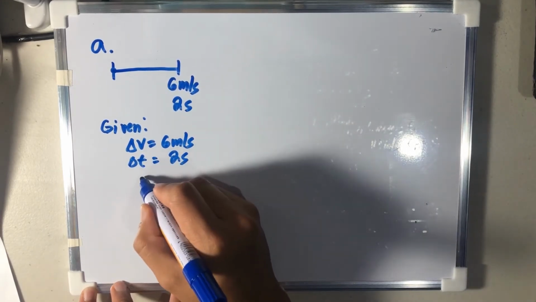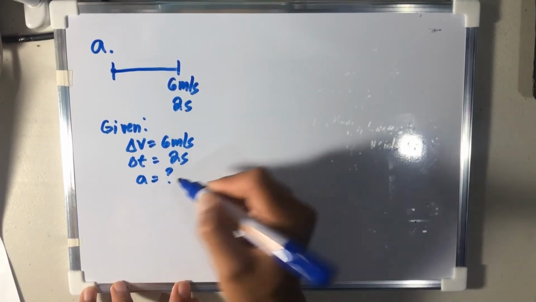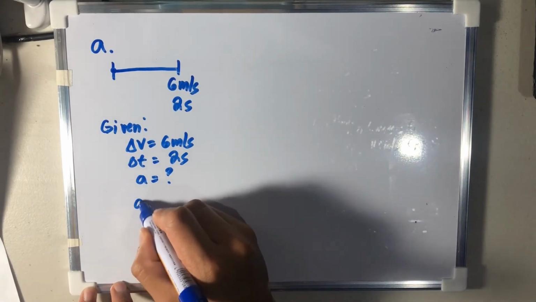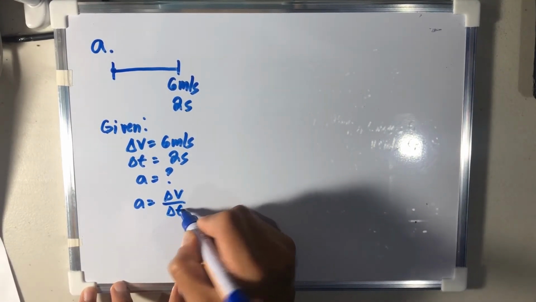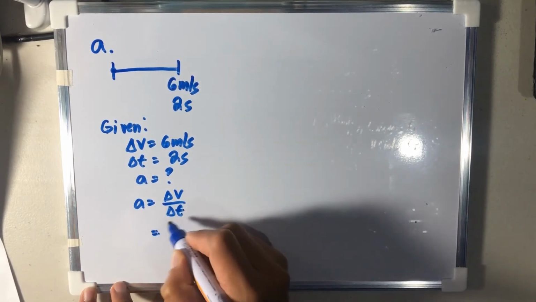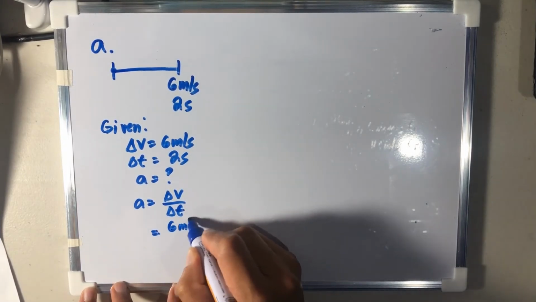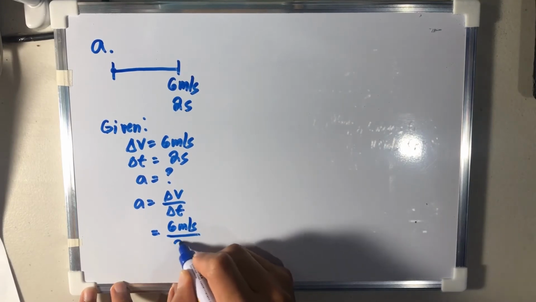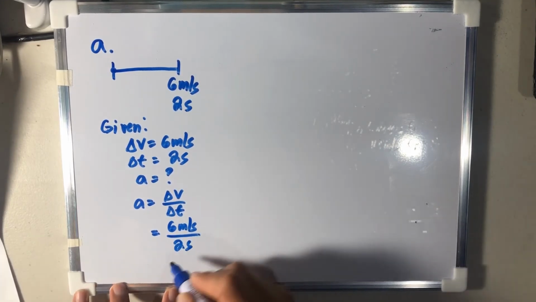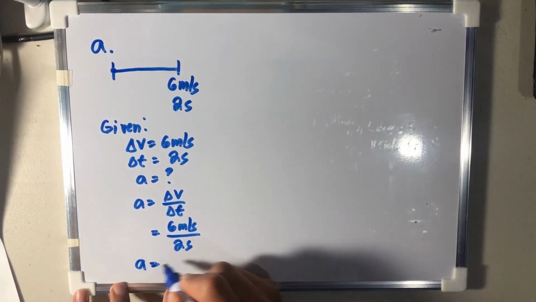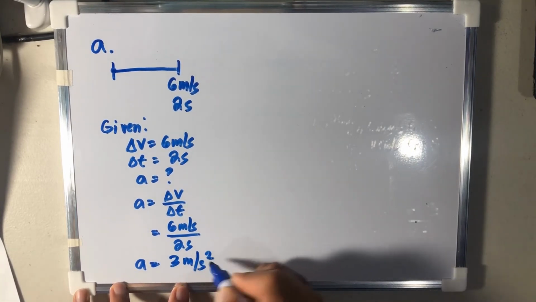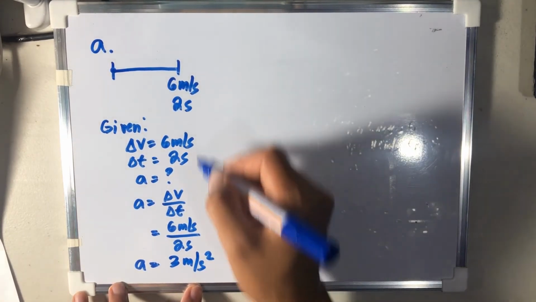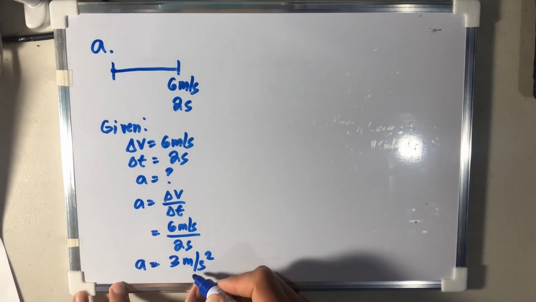In this problem, we are to solve for acceleration. So the formula of acceleration is the change in velocity all over the change in time. So substituting the given, that will be 6 meters per second all over 2 seconds. So doing the math, this will give you a quotient of 3 meters per second squared. So the acceleration of Lydia De Vega at the end of 2 seconds is 3 meters per second squared.